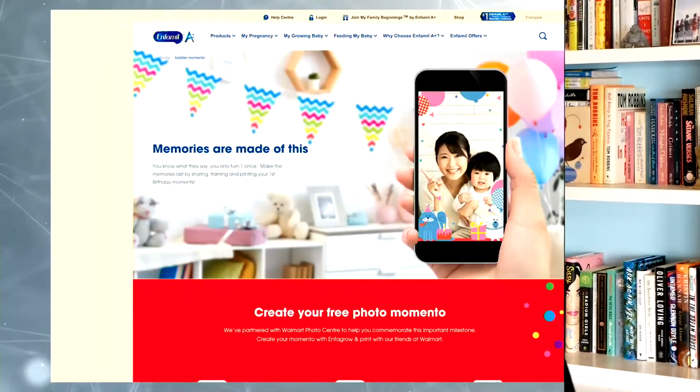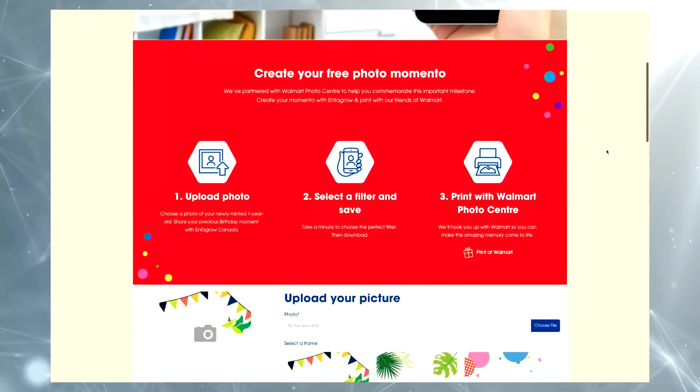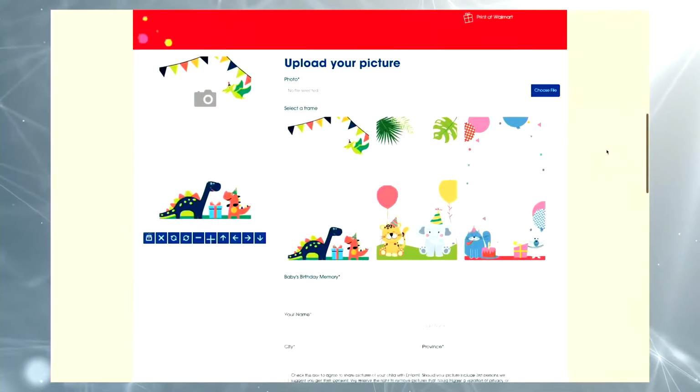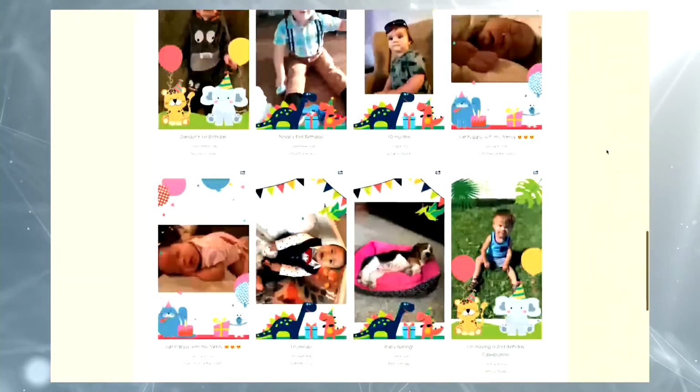I love this campaign from Enfamil. It offers a really strong value proposition. Users upload a photo, they select from and apply a filter, then they receive a free physical print in store to make that memory come to life. This is in exchange for data to be used to better target them with valuable messaging. It's a real win-win. Love this campaign.